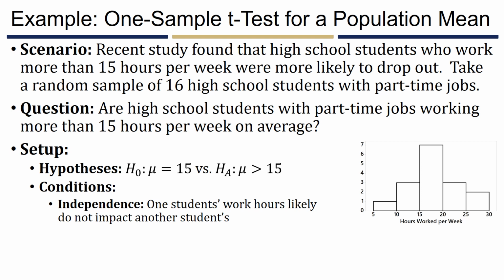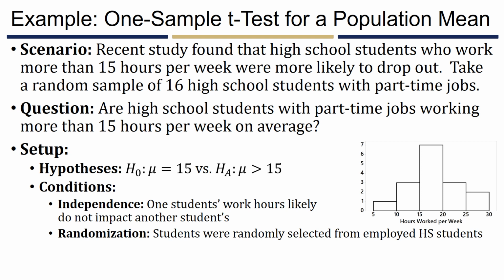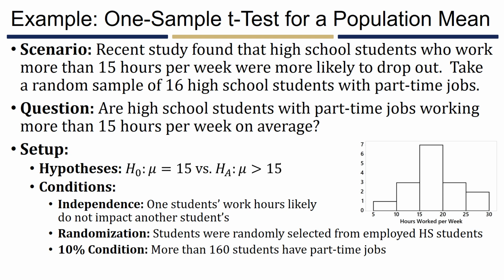Whenever we take a look at the conditions, the independence condition almost certainly holds. One student's hours at work likely do not impact how long another student works. If we take a random sample from employed high school students, this is probably a pretty good representation of the overall population of high school students who have a job. We have a random sample of size 16. There are certainly more than 160 students out there who have part-time jobs, so the 10% condition holds.